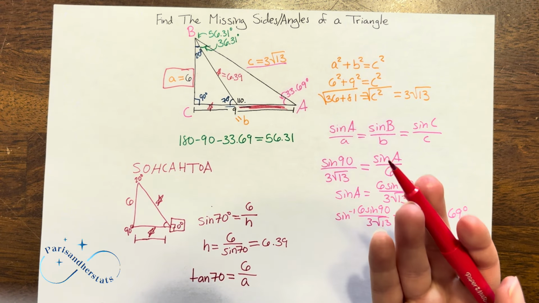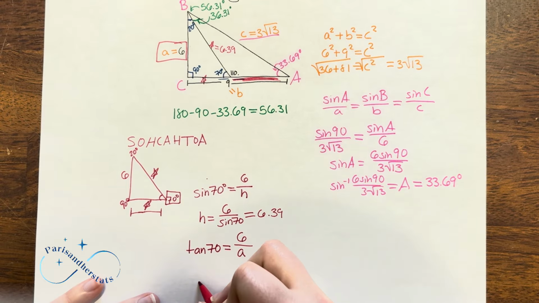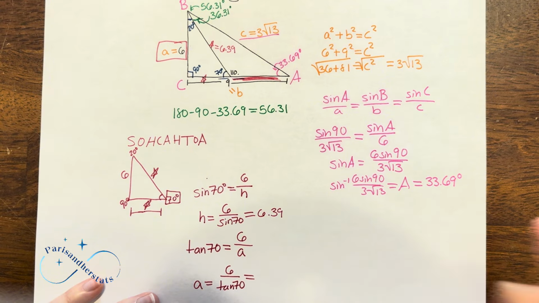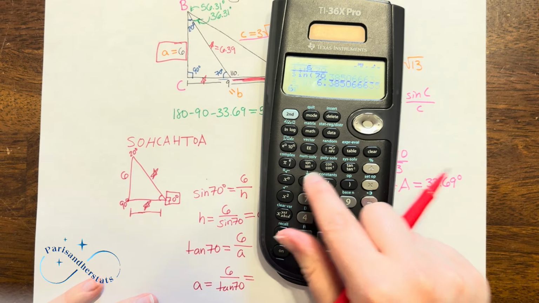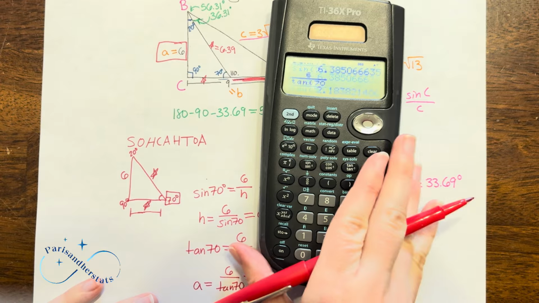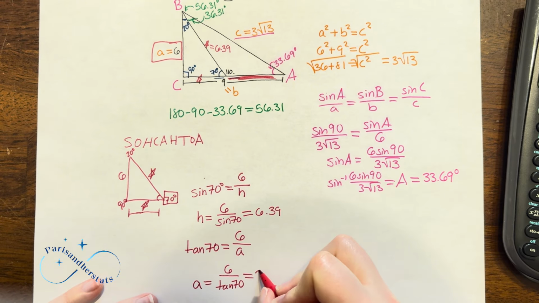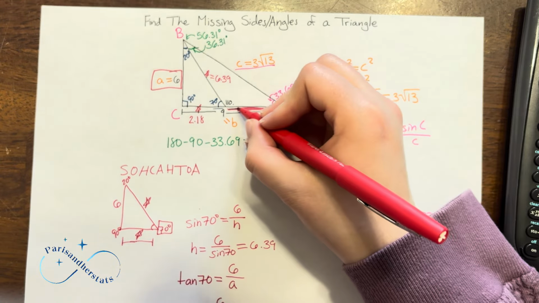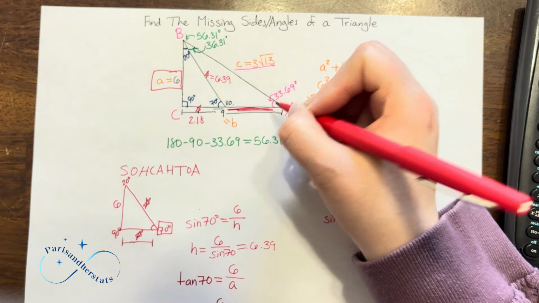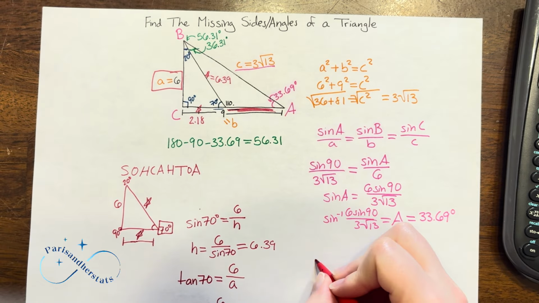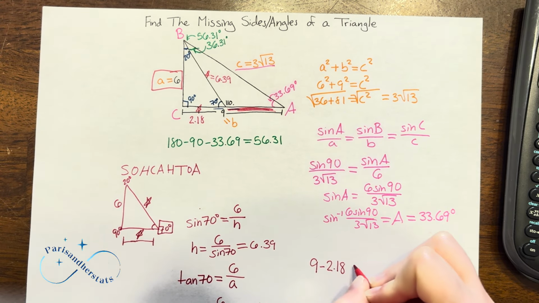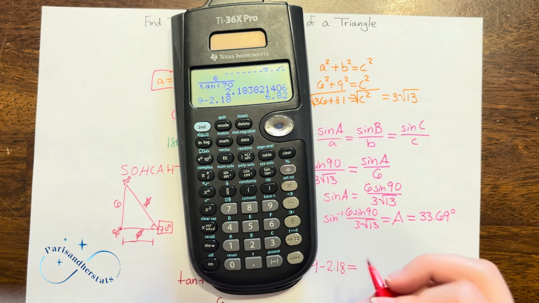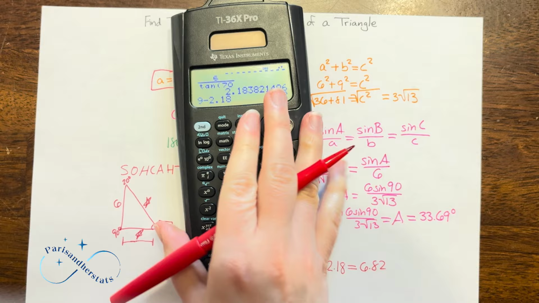We use the exact same algebraic manipulations we did last time to leave us with A equals 6 over tan of 70. Once again, we plug that into the calculator, and it tells us that 6 over tan of 70 equals 2.18. That is this side right here. Now all that is left is this other side over on this half. Well, we know that the total is 9. So 9 minus 2.18 is going to leave us with 6.82 for the final side of the triangle.